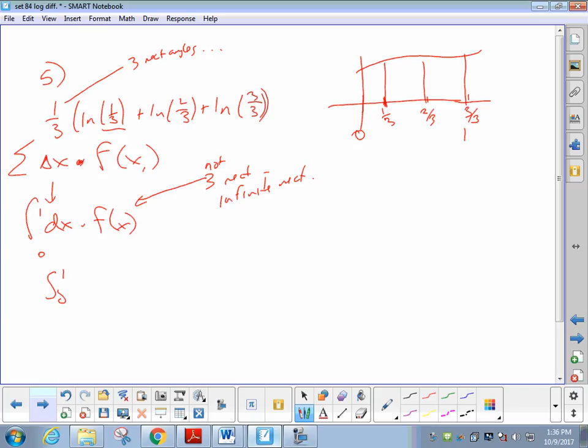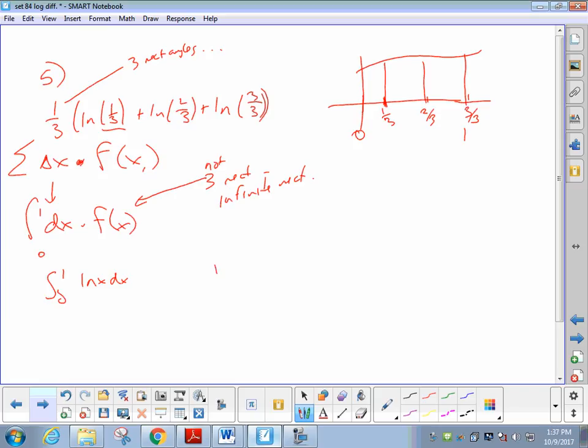The dx is not to worry. I just need the function. What is the function to which they're plugging all these values in? It's just natural log of x. And the thirds were just a byproduct of using three rectangles. It's not in the actual integral problem. You with me?